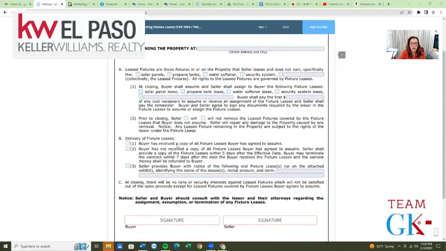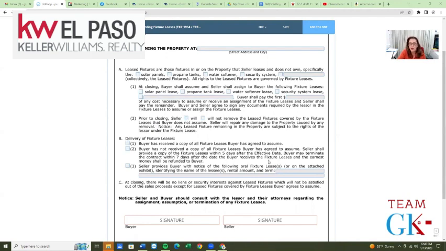Delivery of fixture leases, the actual paperwork. Buyer has received a copy and has agreed to assume, or buyer has not received, and seller shall provide within 5 days after effective date of the contract. Buyer may terminate the contract within 7 days after receiving those fixtures, and the earnest money will be returned.